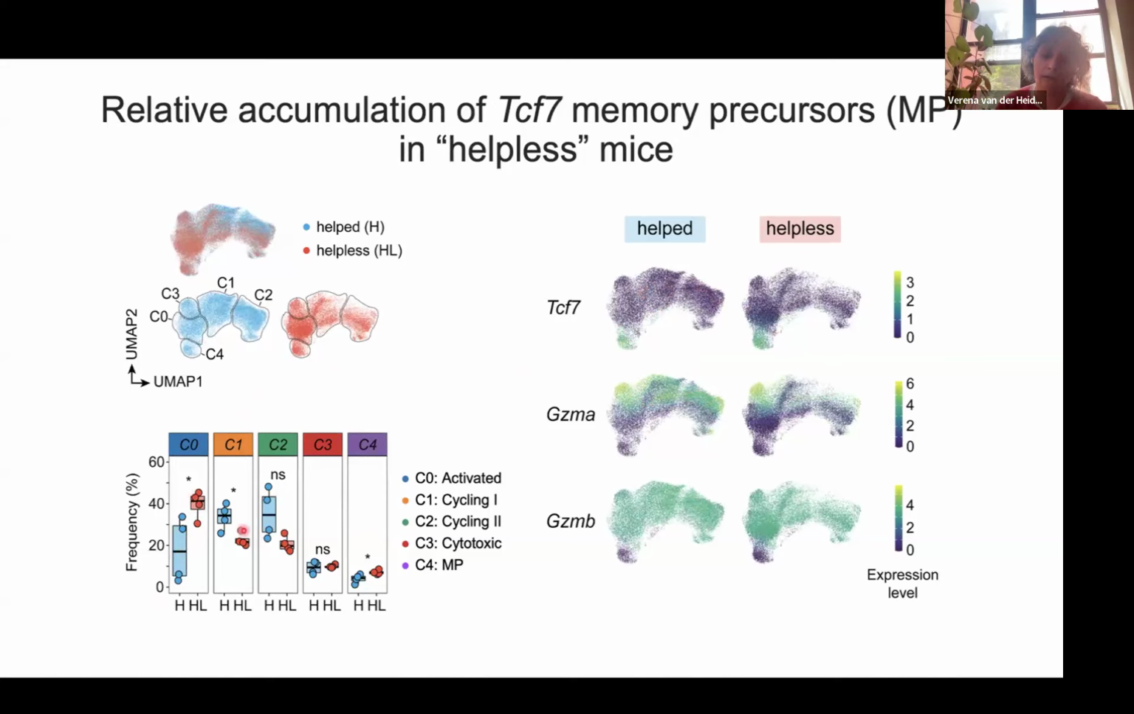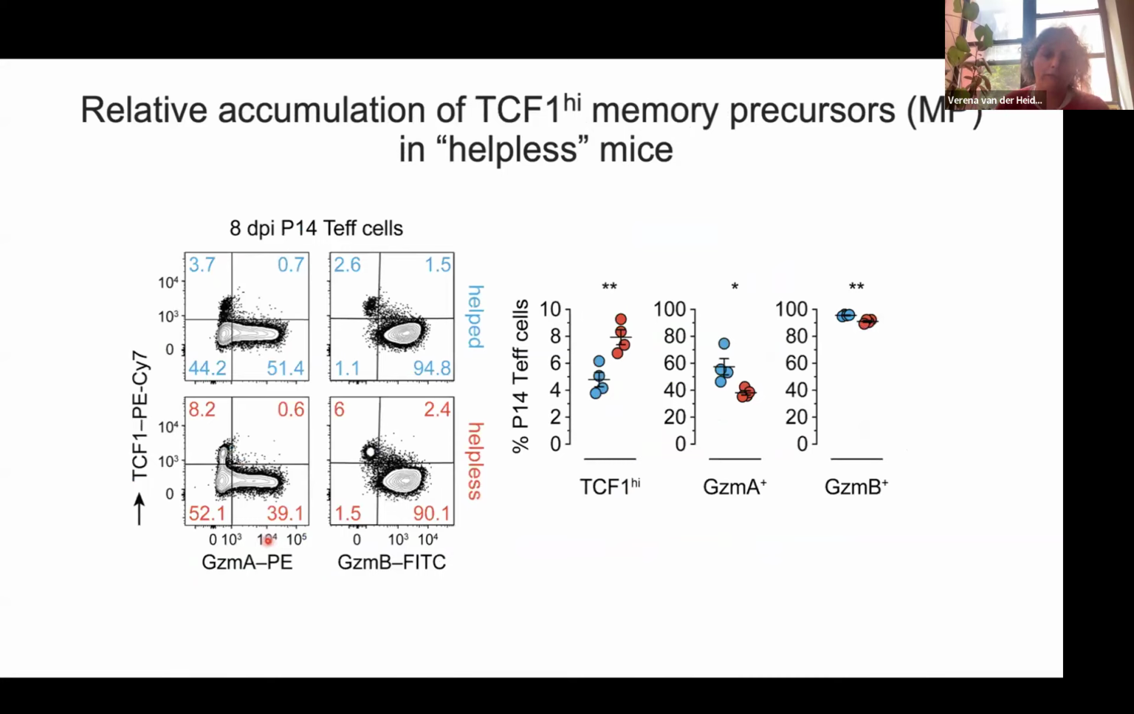cluster, but on average, the numbers that we found in the cycling clusters are a little bit lower. So it seemed that there was a pre-distribution of memory precursor cells in the helpless mice compared to the helped mice. And we were actually able to confirm this at the protein level, looking at granzyme B or granzyme A expression versus TCF1, where we confirmed that the helpless mice had higher numbers of these memory precursor cells compared to the helped mice.